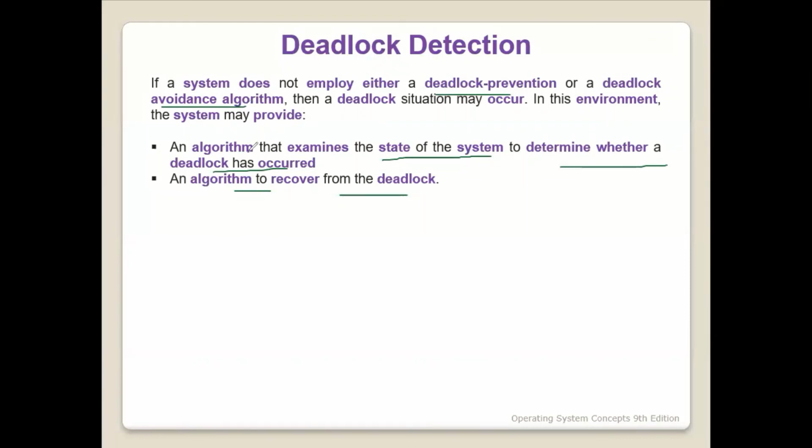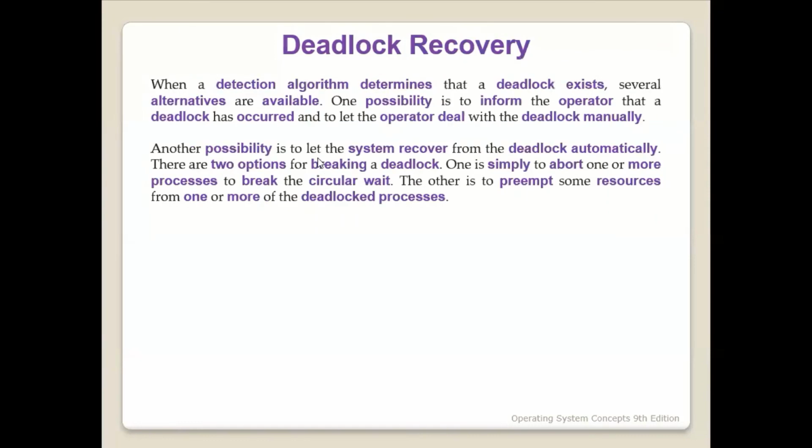If it has an algorithm to check whether the current state of the system is a deadlock situation, and if this operating system has an algorithm to recover, come back from the deadlock situation, yes, of course, we can manage the deadlock. Even if the operating system doesn't have prevention or avoidance algorithms, if it has these two algorithms, checking the current state for deadlock and recovering back, then of course we can recover from deadlock. Okay.